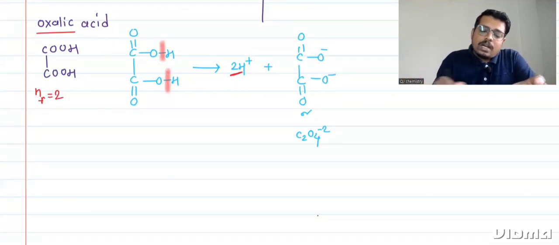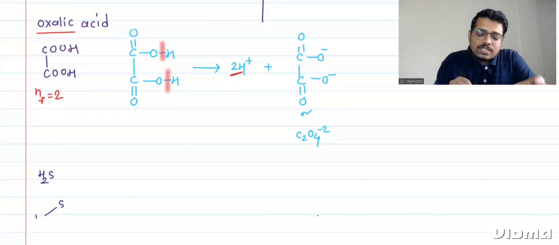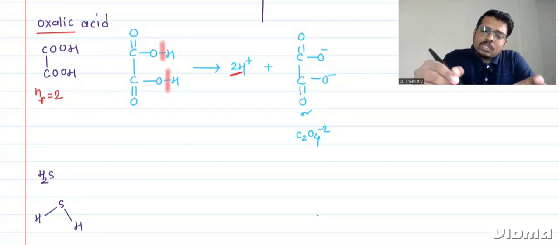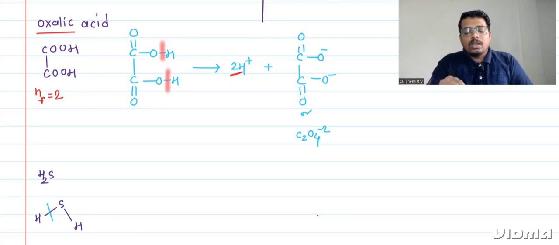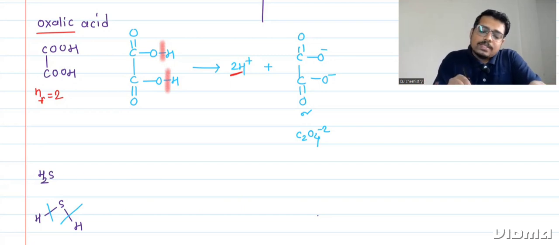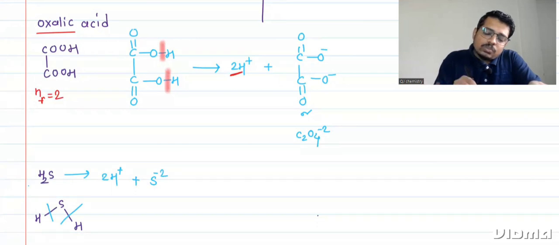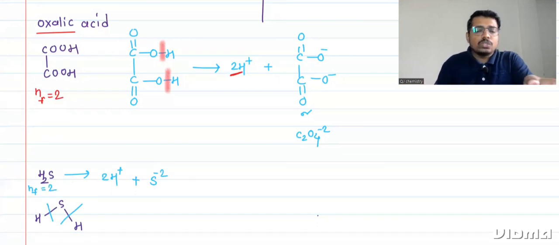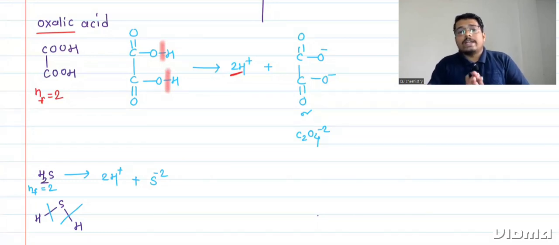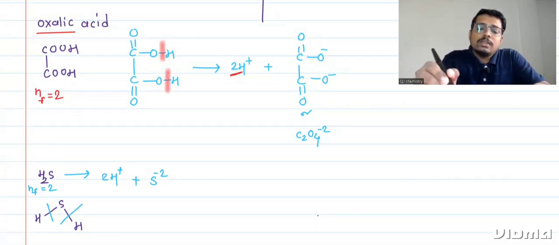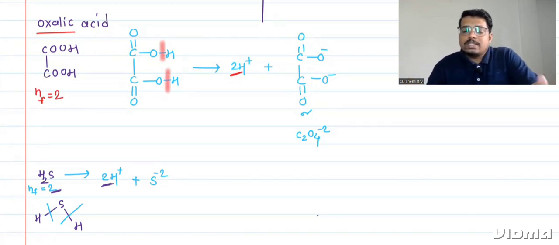Next example is hydrogen sulfide, H2S. This is the structure of hydrogen sulfide. On dissociation of these sulfur-hydrogen bonds, how many H+ does it give? It gives a total of 2H+ ions in the solution. So its n factor is equal to 2. Hydrogen sulfide is also a dibasic acid because on ionization it gives a total of 2H+ ions, so its n factor is 2.